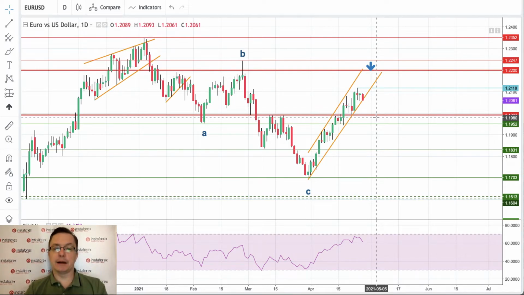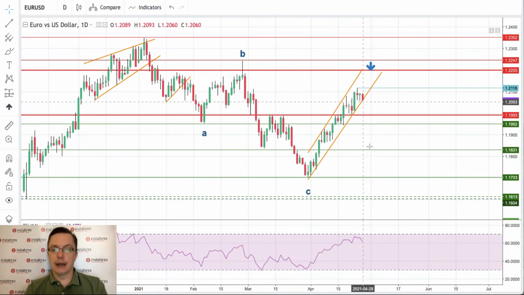And if the market will not deliver, the traders might sell the euro and buy the US dollar, and that would mean the euro would fall out of this channel, and then of course test the 1.1933 technical support. If this level is violated, then we will likely go much lower than 1.1952. We might go as low as 1.1831. It depends on the market reaction.